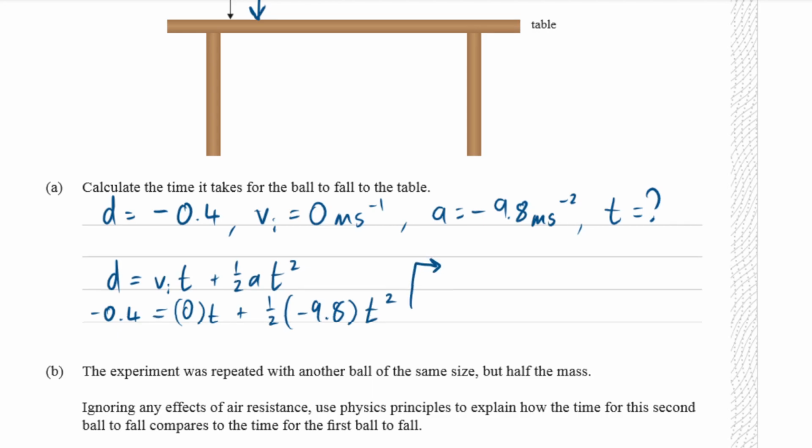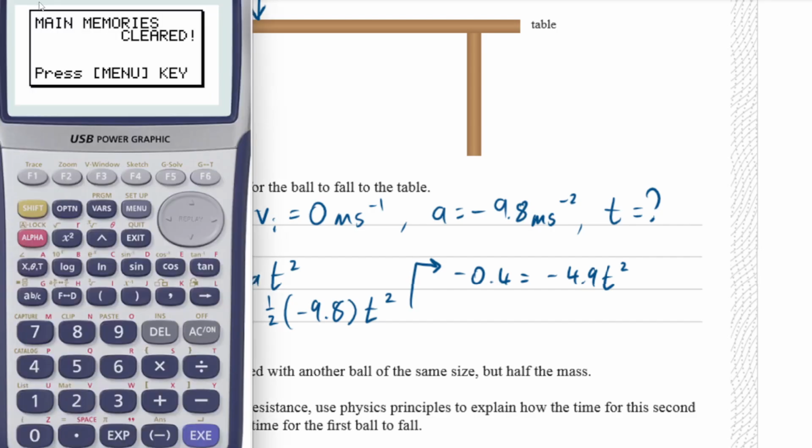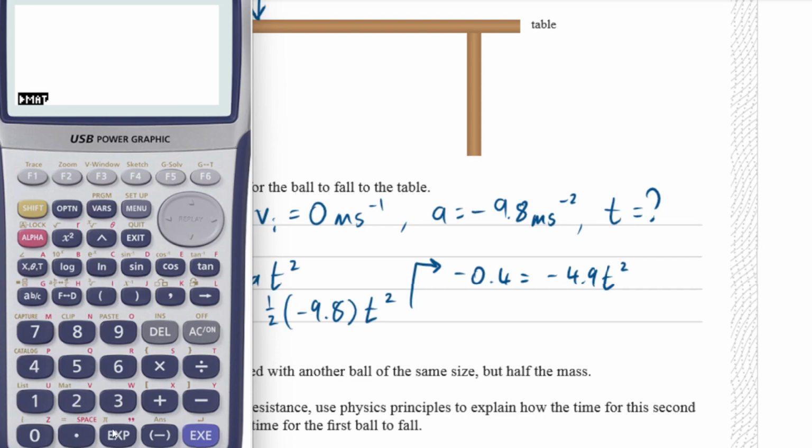I'll just bring it over here. So we have negative 0.4 equals negative 4.9 T squared, right? Half times negative 9.8 is negative 4.9. I will divide both sides by negative 4.9, which is, menu run maths, 0.4 divided by 4.9, 0.0816.